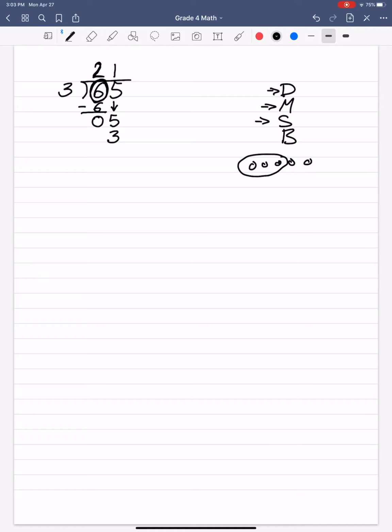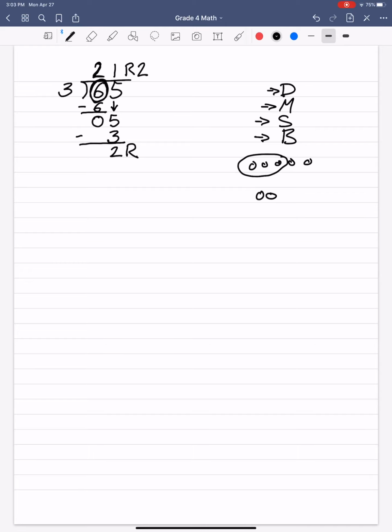Then I go to subtract. 5 minus 3. Don't worry about the 0 because that doesn't mean anything. 5 minus 3 is 2. And finally, bring down. Well, there isn't anything left to bring down. There's nothing over here, right? So we don't need to bring anything down. So we look at our 2. We cannot make a group of 3 when we only have 2. So that is our remainder. So I'm going to write my remainder up on top. And my answer is 21 with a remainder of 2.